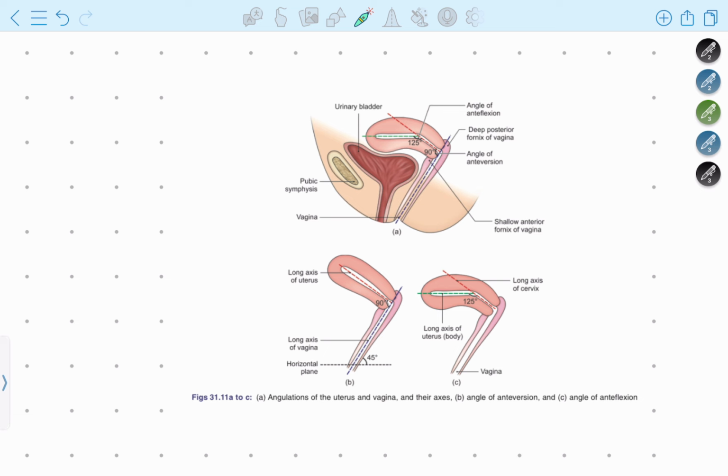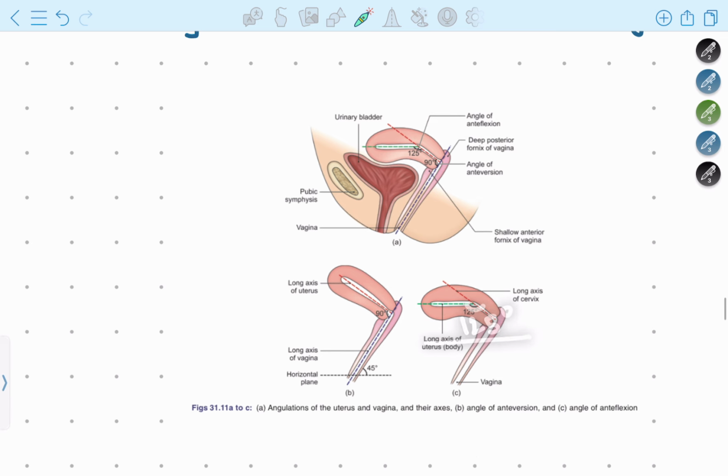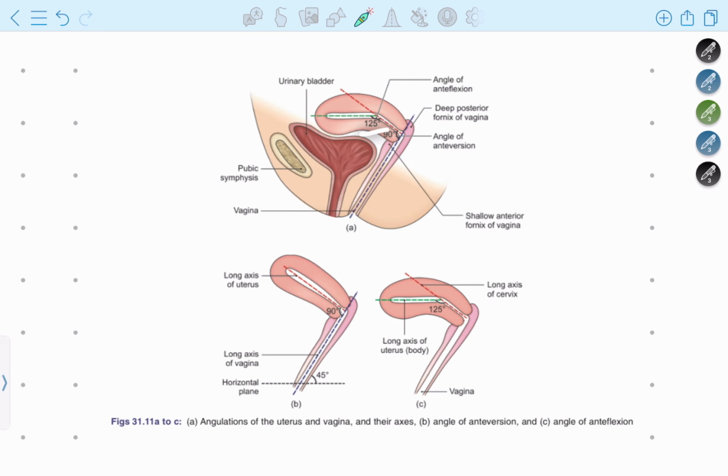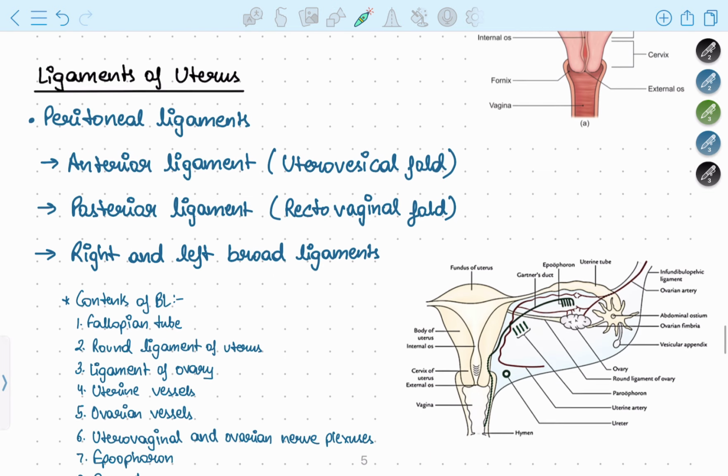The second angle is the angle of anteflexion. Flexion means towards the midline, right? So the uterus moves towards the midline. This is the angle between the long axis of the cervix and the long axis of the body of the uterus. This angle of anteflexion is 125 degrees. So you should remember the angle of anteversion is 90 degrees between the long axis of the vagina and the long axis of the uterus. The angle of anteflexion is 125 degrees between the long axis of the cervix and the long axis of the body of the uterus. Okay, so now let's move.